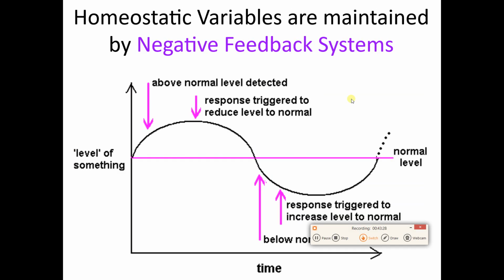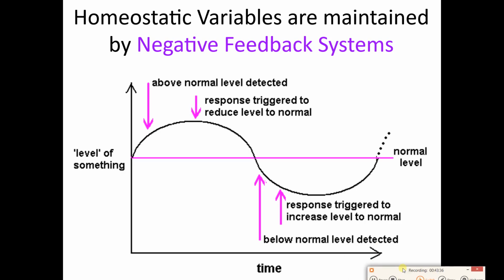Okay, how do we do it? How do we maintain homeostasis? We do with something called a negative feedback system, which is what this graph is demonstrating. So in this graph, I got a y-axis here. The level of something, body temperature, oxygen amount, oxygen concentration in your blood. And on my x-axis, I got time.